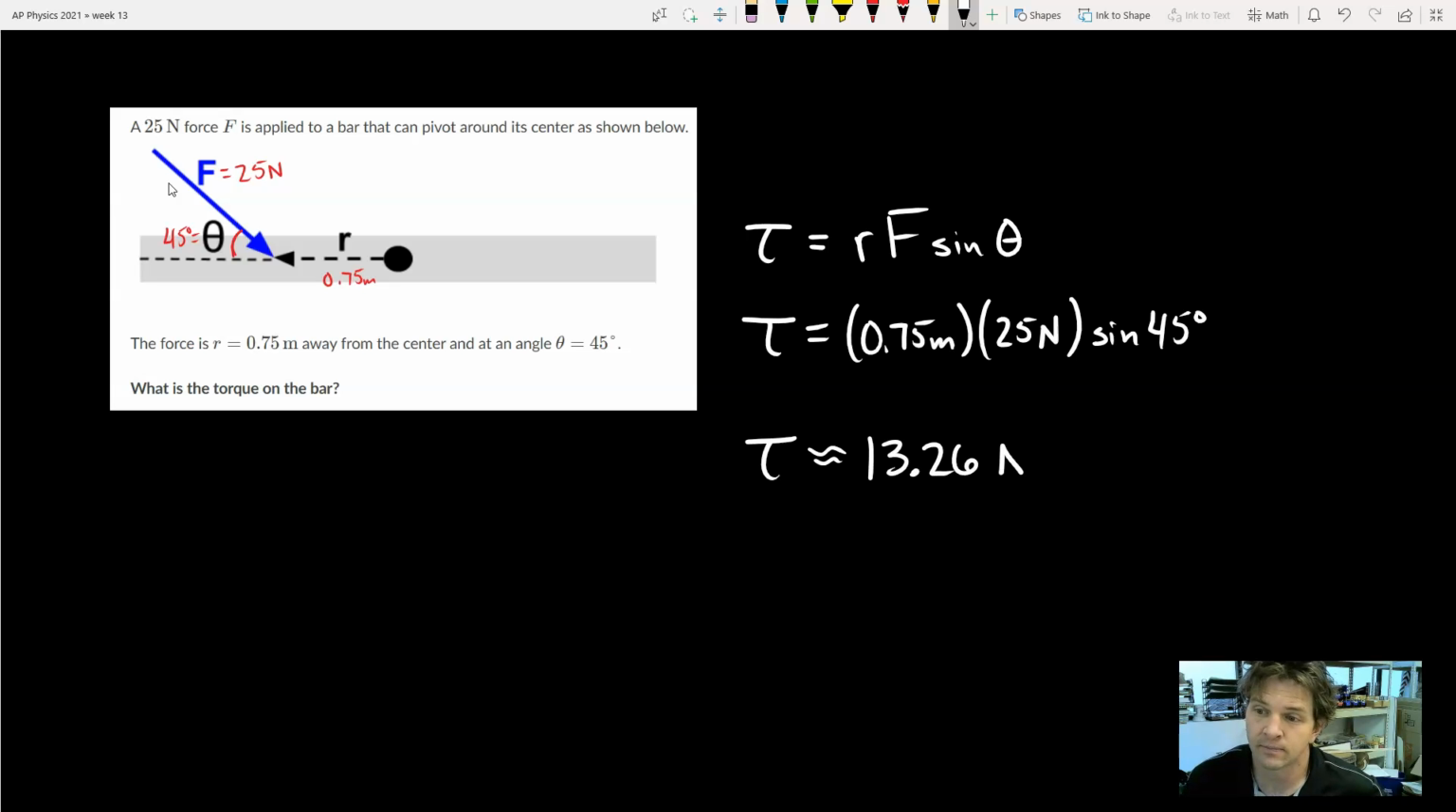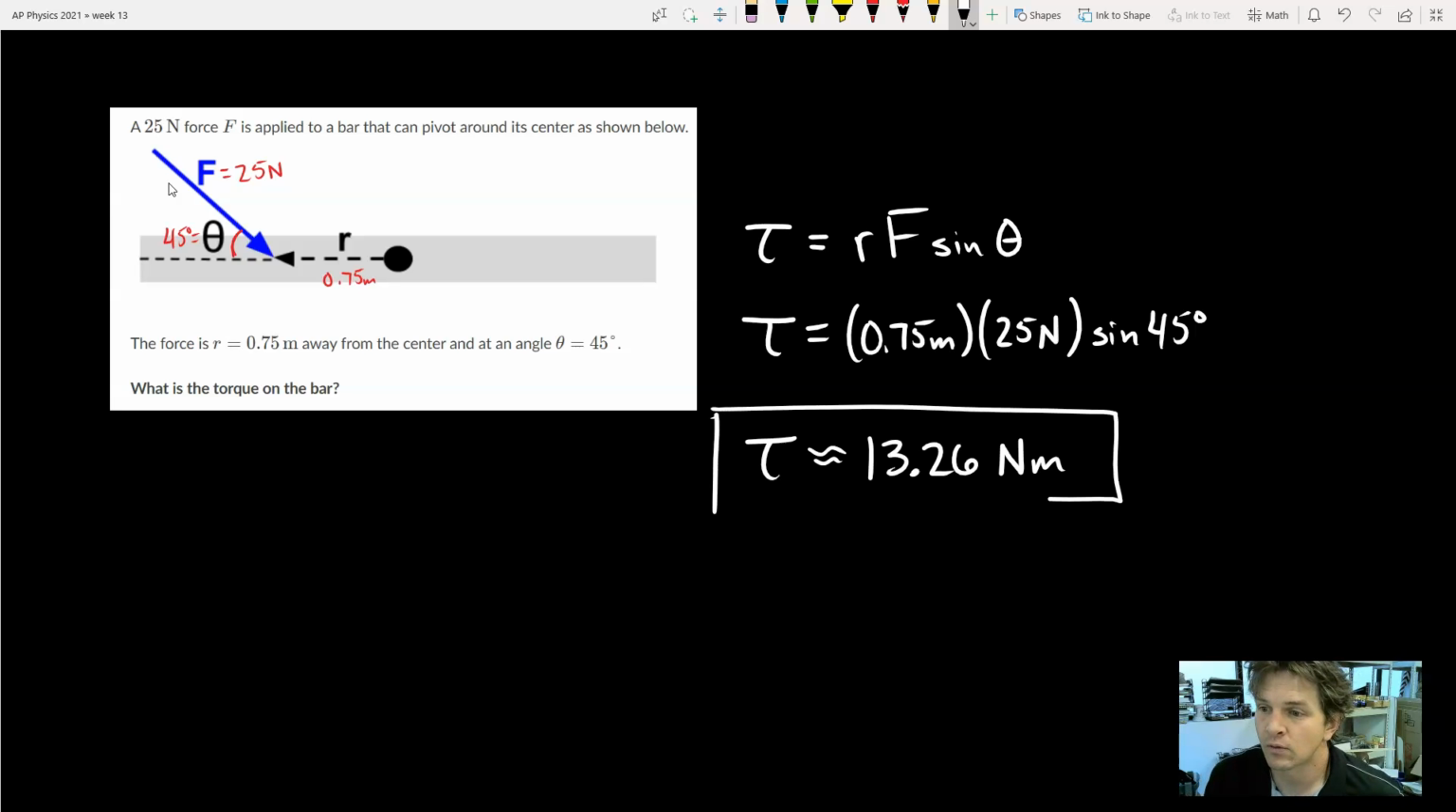Then our answer ends up being approximately, after a little bit of rounding, 13.26 Newton meters. What does that mean? That is the torque. That is the rotational force that's happening, the amount of force that would be trying to make that bar start rotating.